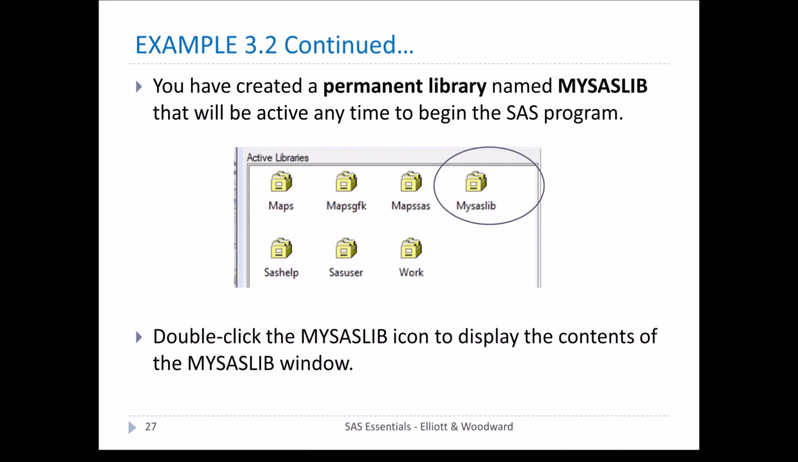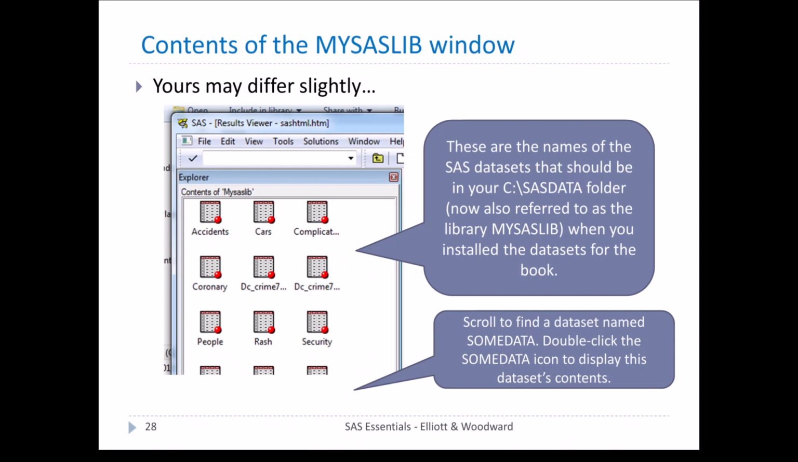So let's just take a quick look at that. If we double-click on the mySASLive icon, this window comes up. This window, as you can see there under Explorer, is the contents of mySASLive. Now, how did those data files get there? If you loaded the data files, as indicated in the first tutorial, from alanelliott.com/SAS, then you've loaded all of these files already onto your hard drive.